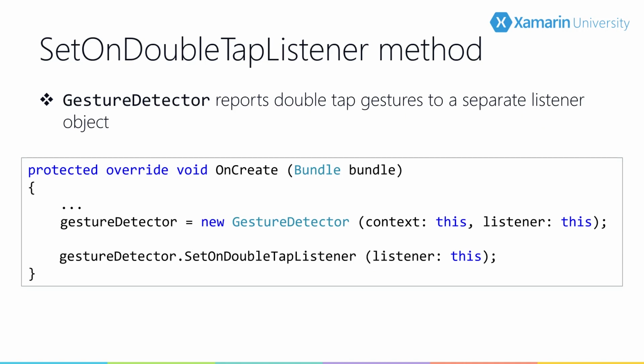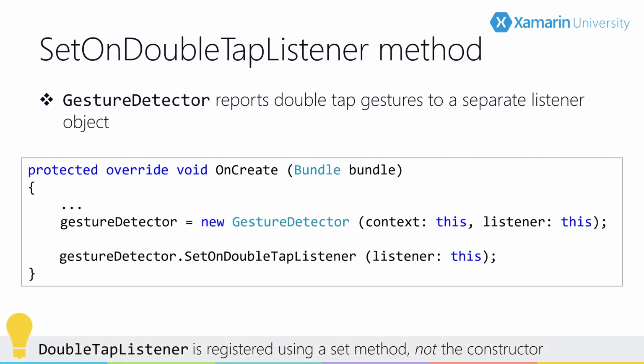To respond to double taps, we pass in an object that implements the IOnDoubleTapListener to the GestureDetector using the SetOnDoubleTapListener method. Notice that this is a change from the IOnGestureListener, which is passed in through the constructor. Notice you still need to pass in an object that implements the IOnGestureListener, and that means that to use IOnDoubleTapListener, both interfaces will be implemented.